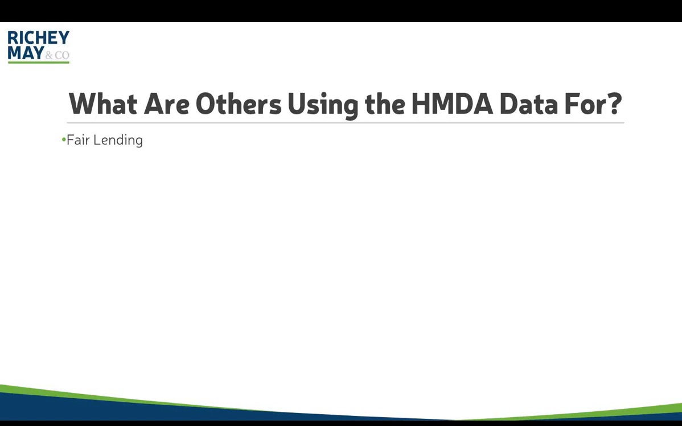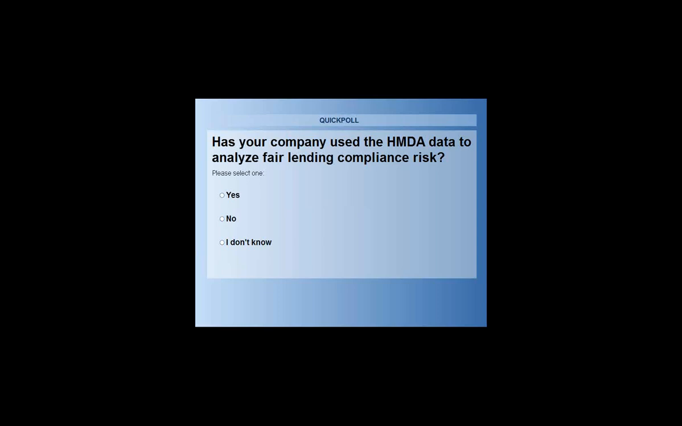I don't know how much weight the data holds in terms of who gets moved to the top of the CFPB's exam list, but certainly there's much speculation that the added data fields noted earlier in one of the last slides are really going to lead to the CFPB putting more weight on the data from a fair lending perspective. And so this brings us to our second poll question, which is, has your company used the data to analyze fair lending compliance risk?